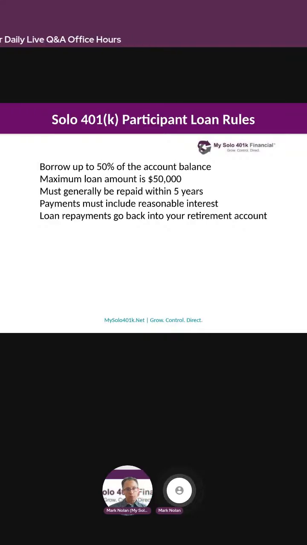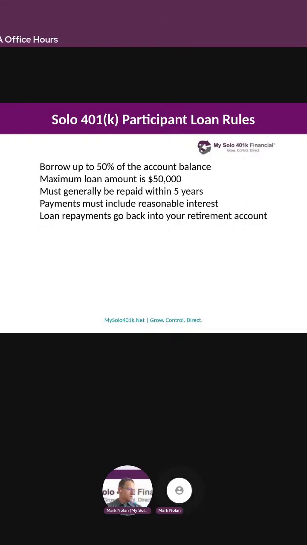If she uses those proceeds towards the purchase of her primary residence, then she can pay that loan back over a 15 or 30-year period. All other purposes is a 5-year maximum loan period. So the loan, of course, is repaid back to your own solo 401k, consisting of principal and interest. So this strategy can provide liquidity without triggering taxes because it's a participant loan.